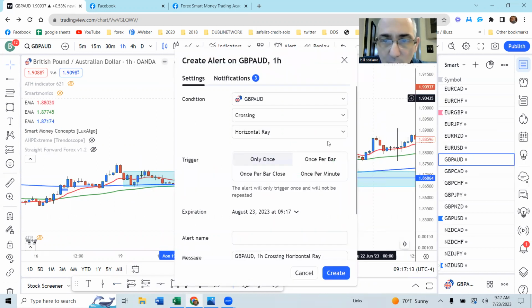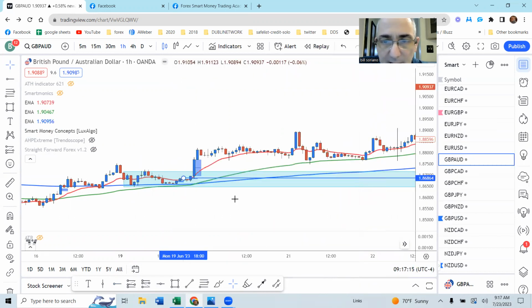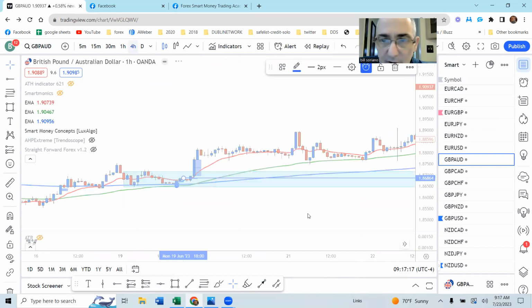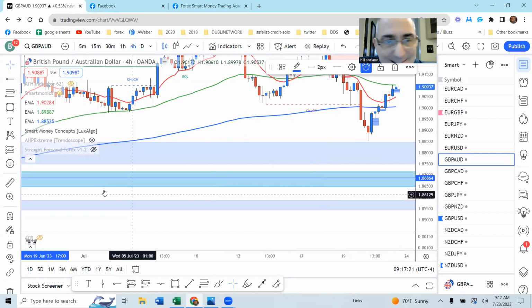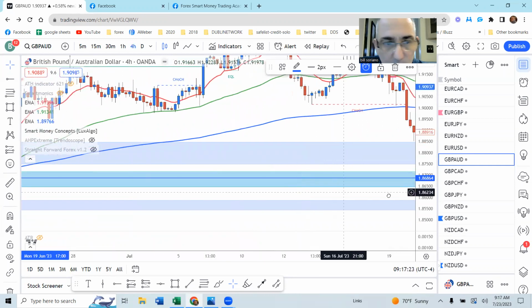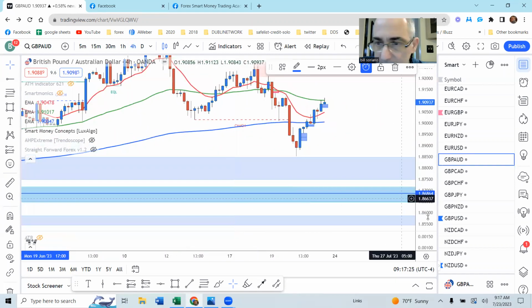So again, this is one where we had to use the 1-hour chart to find our point of interest alert, but that point of interest alert is still inside of our 4-hour order block, which is right here.